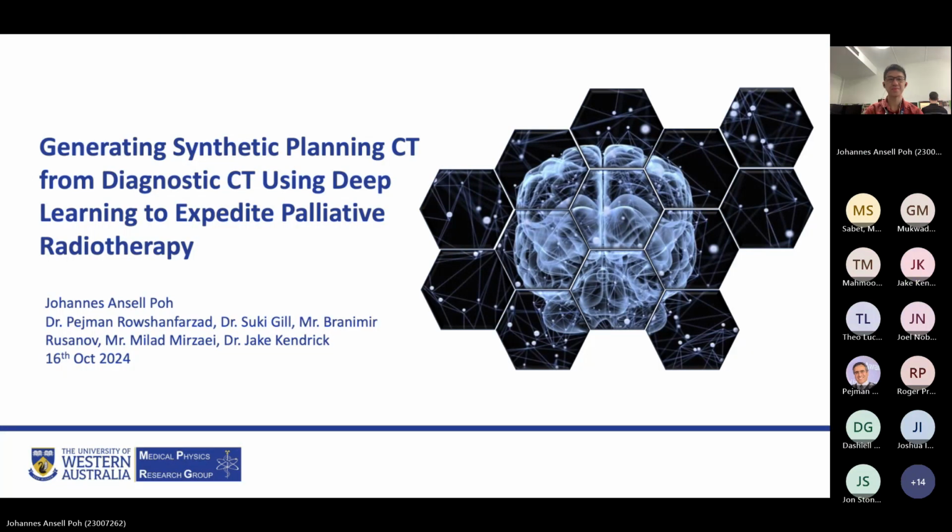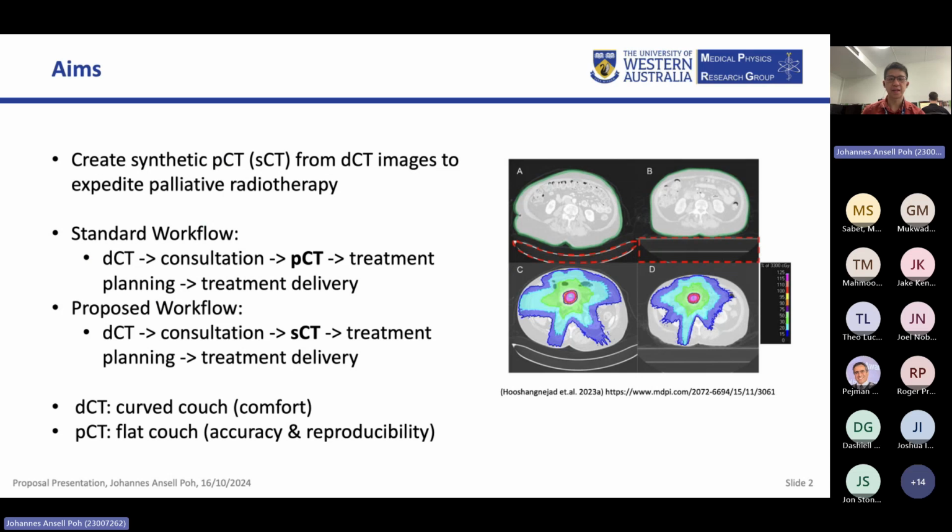Okay, so my research is in generating synthetic planning CT from diagnostic CT using deep learning to expedite palliative radiotherapy. So the aim of my research is to create a synthetic planning CT from diagnostic CT images to expedite palliative radiotherapy. The standard radiotherapy workflow is the patient first comes in for a diagnostic CT followed by a consultation.